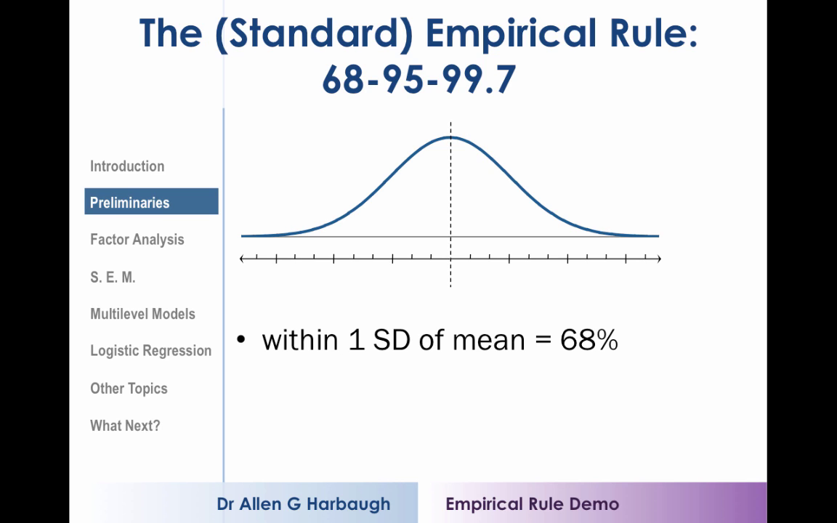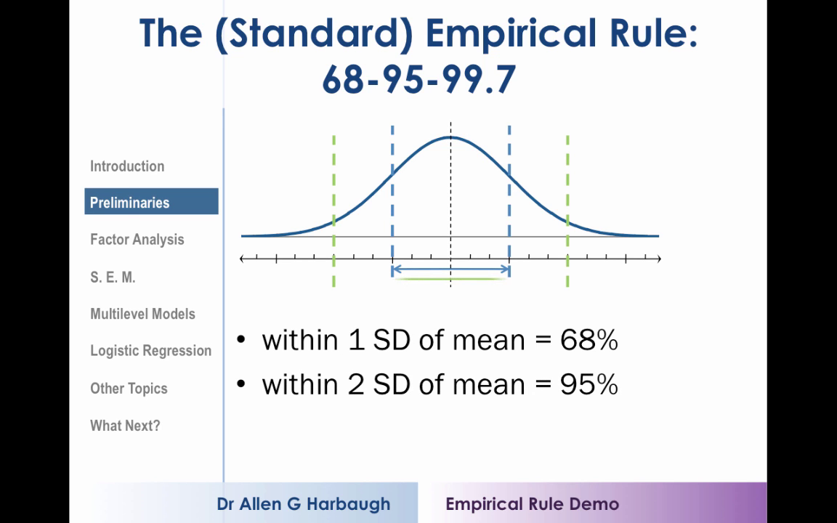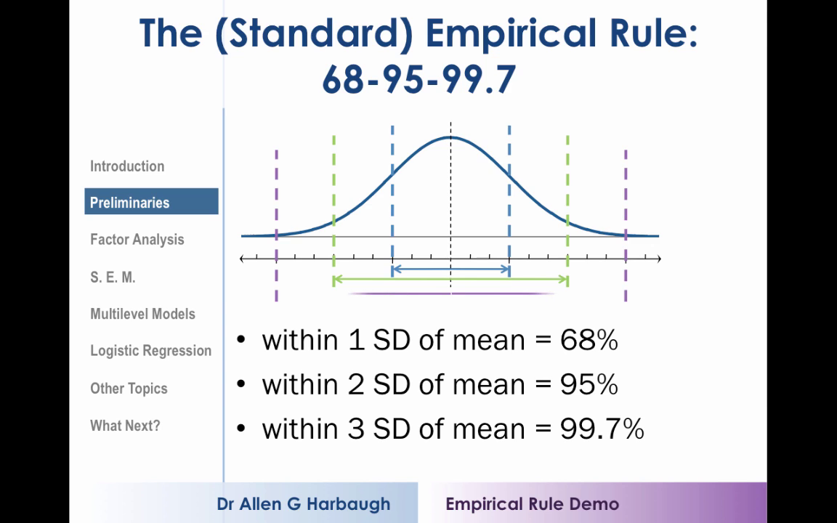The standard empirical rule, which is often called the 68, 95, 99.7 rule, indicates that about 68% of the values fall within one standard deviation of the mean. That means starting at the mean and moving up, or starting at the mean and moving down, you'll capture about 68% of the data. Consequently, if you were to move out 2 standard deviations above or below the mean, you would capture about 95% of the entire data. And going yet one more standard deviation, 3 standard deviations above or below, you would capture 99.7% of the data.